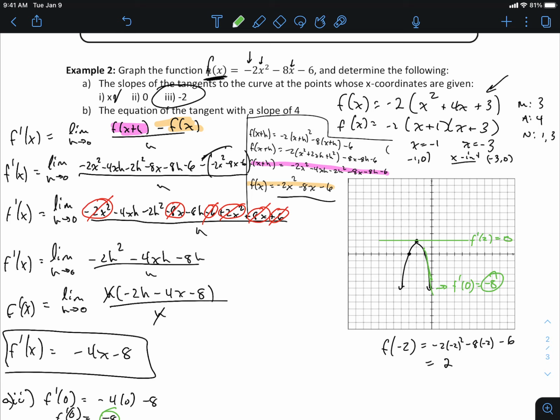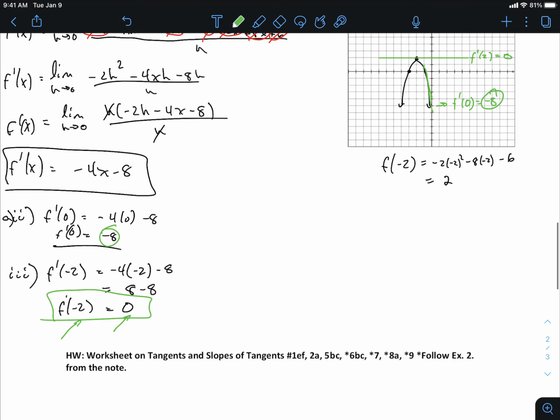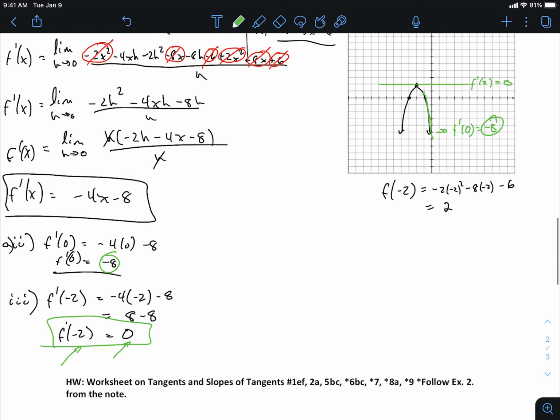Now, if I wanted to find the equation, so I'm going to move on to part B here, right?